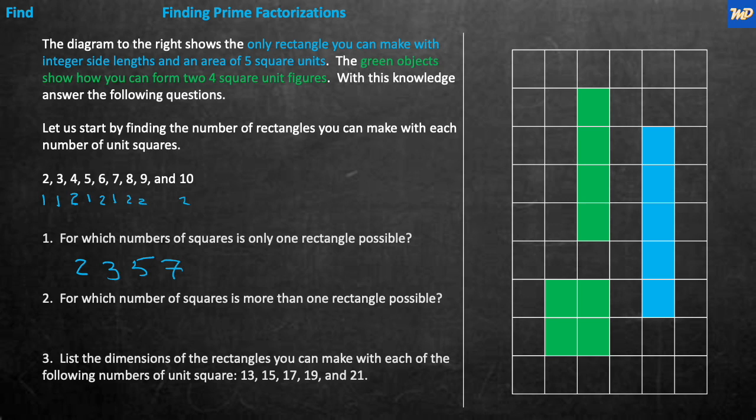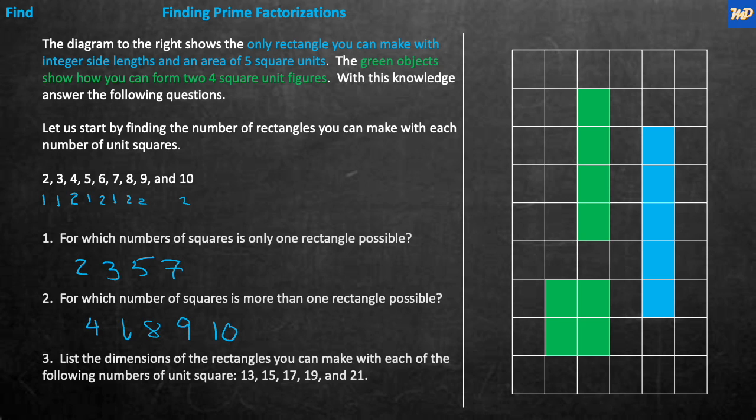For which numbers of squares are there more than one rectangle? Well, we found that too. It's 4 and 6 and 8 and 9. 9 fits in there, and 10.